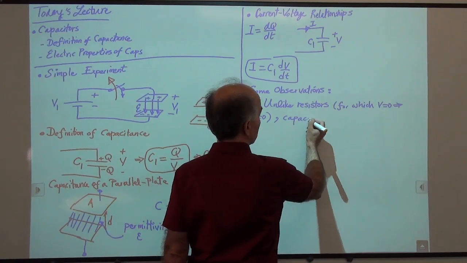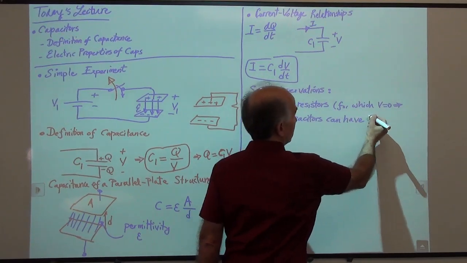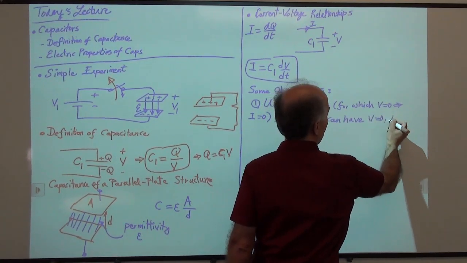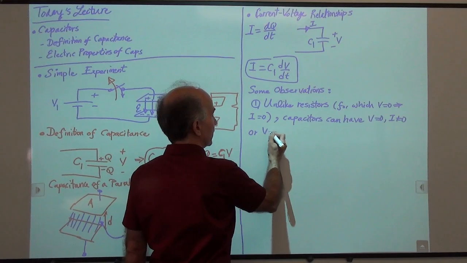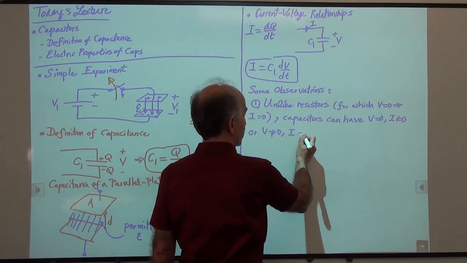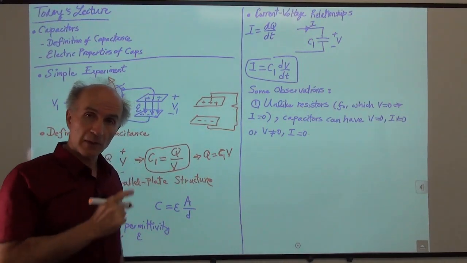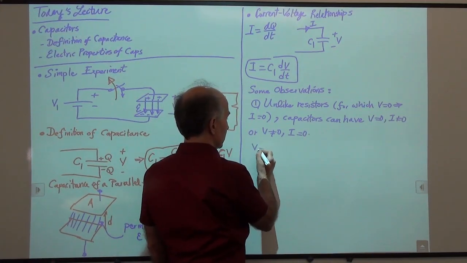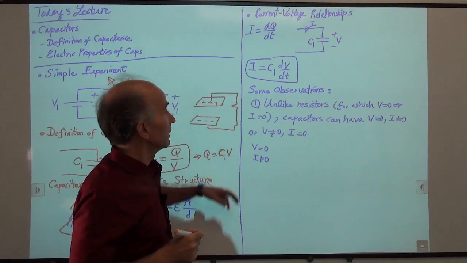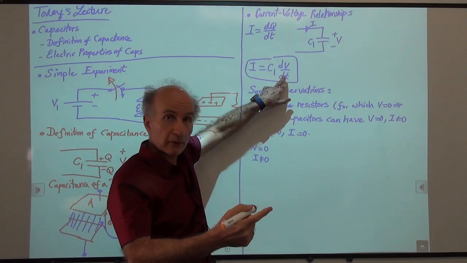Capacitors can have V equals 0, I not equal to 0, or V not equal to 0 and I equal to 0. That's interesting, right? Okay, so how is that possible? Well, let's think about this one first. So V equals 0, I not equal to 0. Is that possible? Sure. So all we need is for the derivative to be not 0, but for V itself to be 0.